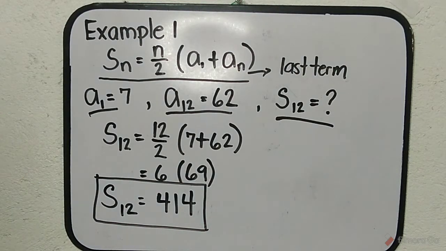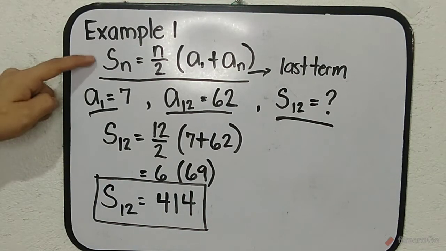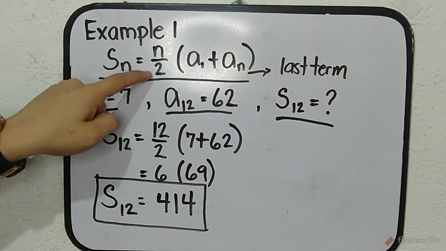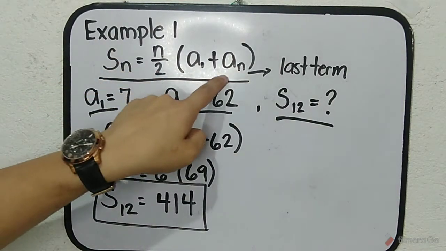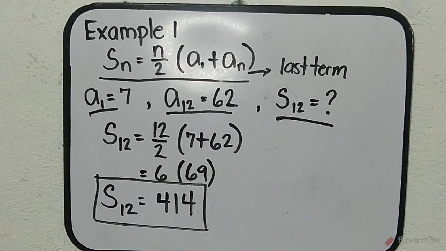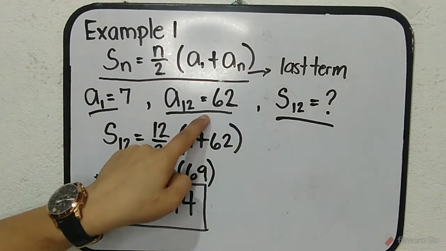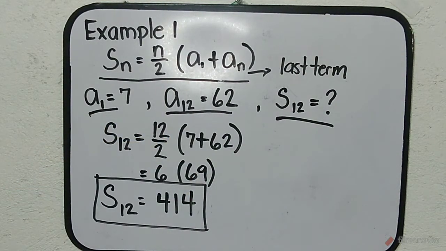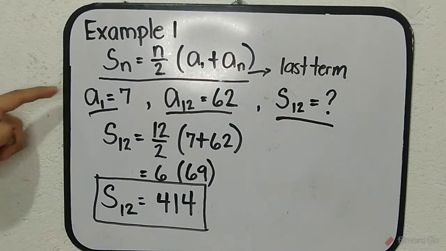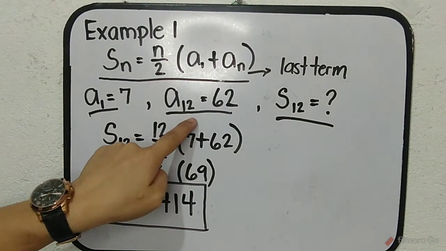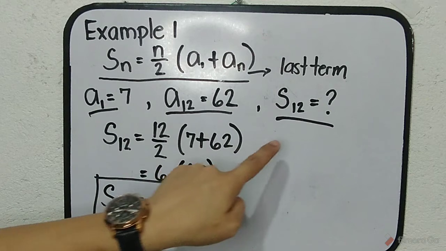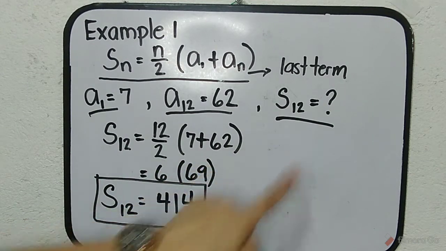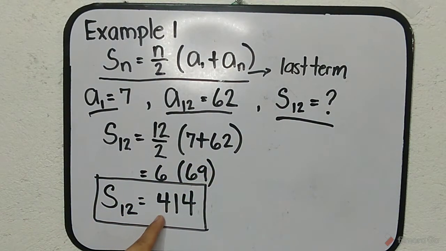Yan. Kailan nga ulit natin gagamitin ang ating S sub n equals n over 2 times a sub 1 plus a sub n? Pag given ang ating first term at ang ating last term. Therefore, sa given natin na a sub 1 equals 7, a sub 12 is equal to 62, finding our S sub 12, we've got 414 bilang sum ng ating first 12 terms.